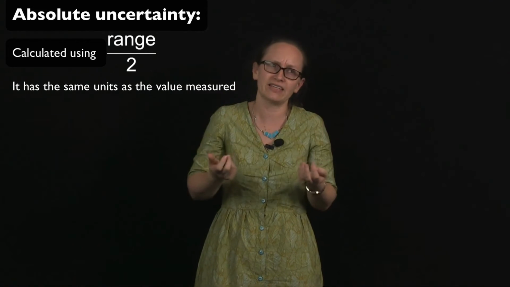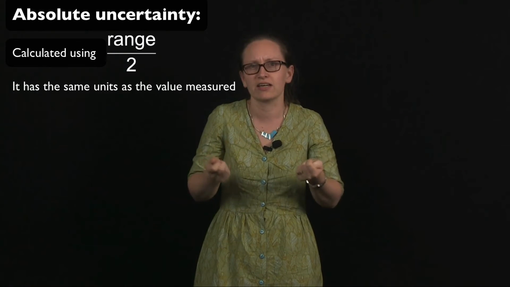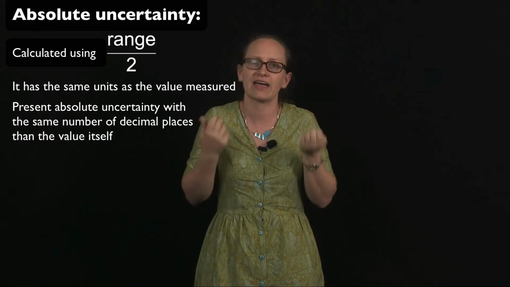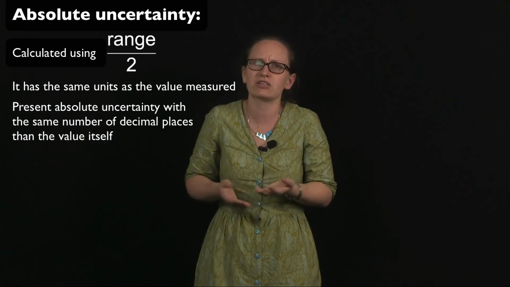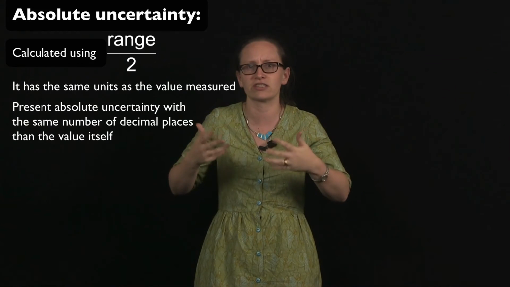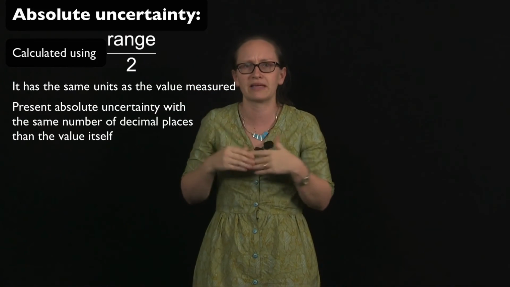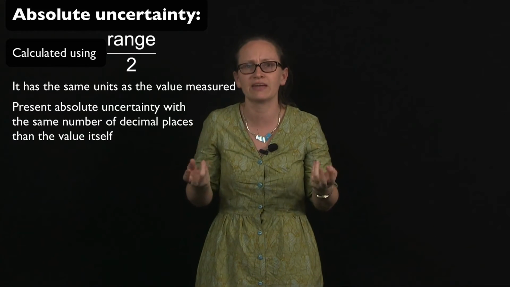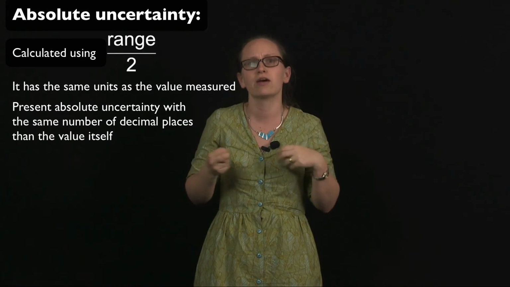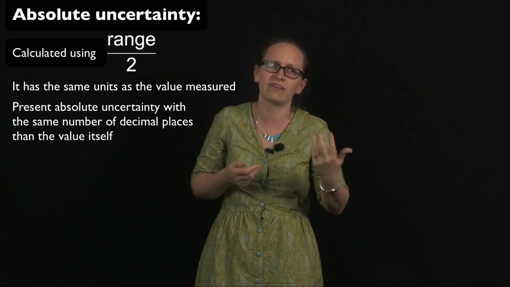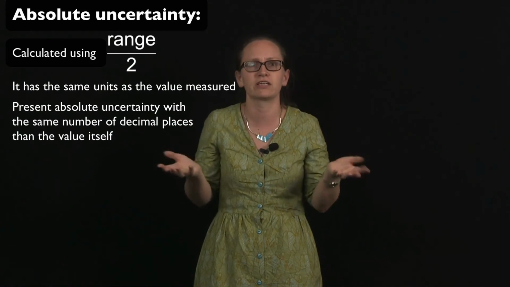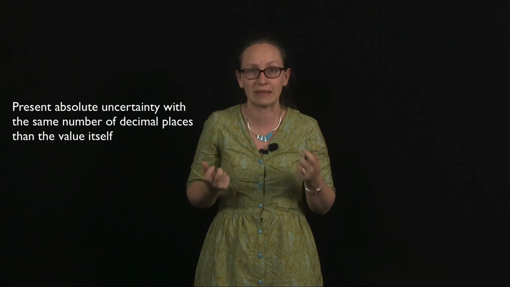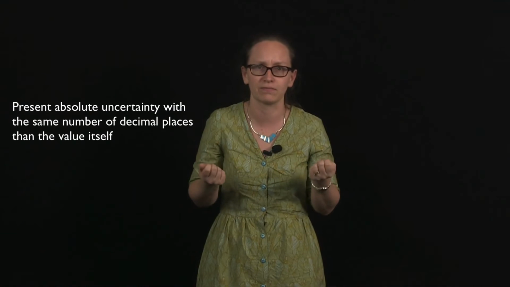Now when you're presenting the absolute uncertainty, it's important that you present it with the same number of decimal places as the value. It doesn't make much sense to present the uncertainty with a whole lot more decimal places than the value that you've actually measured, because you're then effectively claiming that you know the uncertainty more precisely than you know the value, which would be ridiculous. So present the absolute uncertainty with the same number of decimal places as you present the value.